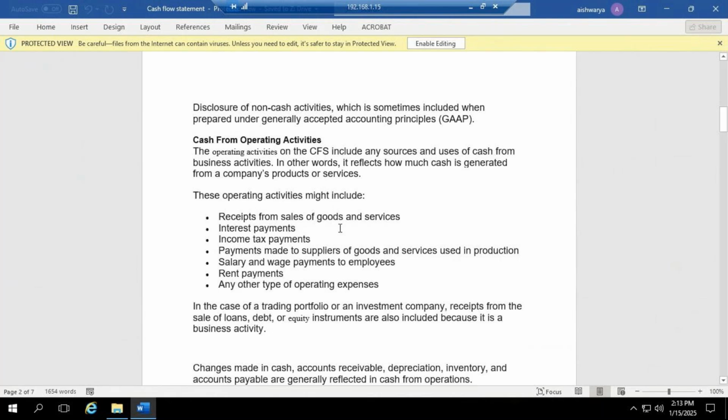receipts from sale of goods and services, interest payments, income tax payments, payments made to suppliers of goods and services used in the production, salary and wage payments to employees, rent payments, any other type of operating expenses. So in the case of a trading portfolio or an investment company, receipts from the sale of loans, debt, or equity instruments are also included because it is a business activity.